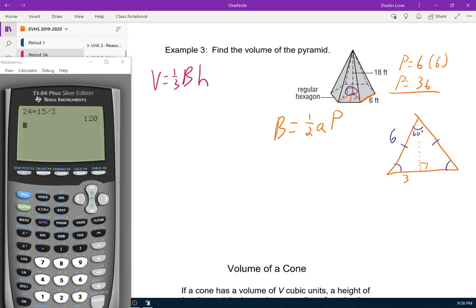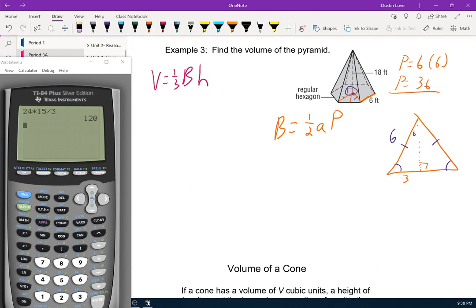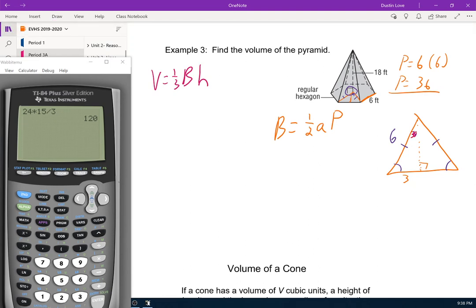There's 2 ways of doing it. You could run your Pythagorean theorem with 6 and 3, or you could realize that this angle up here, I'm going to go ahead and erase the 60 on top, has been cut in half by the apothem. So this is actually a 30, 60, 90 right triangle with my side length being 3. Therefore, this length here is 3 root 3.